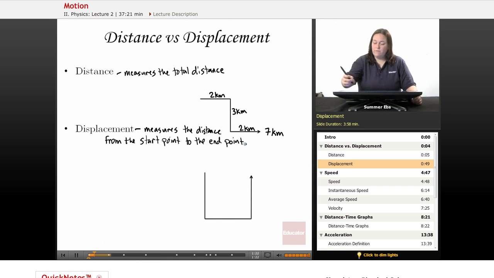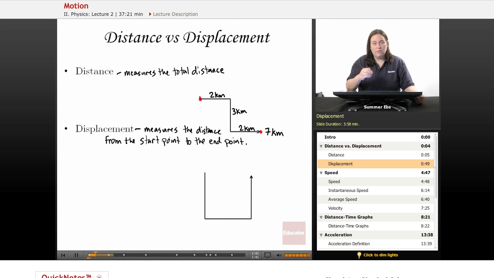Okay, so for our first walk, the start point is right here, before they started walking the 2 kilometers to the east, it might look like. And then they walked 3 kilometers south, and then they walked 2 kilometers east again. And then this is the end point.